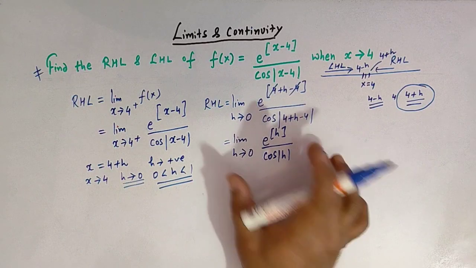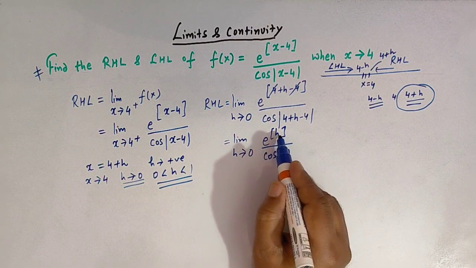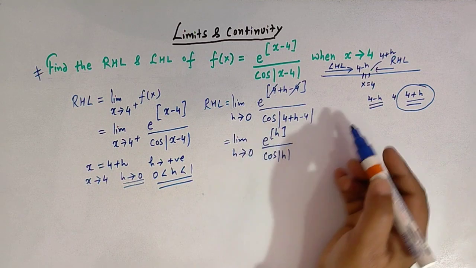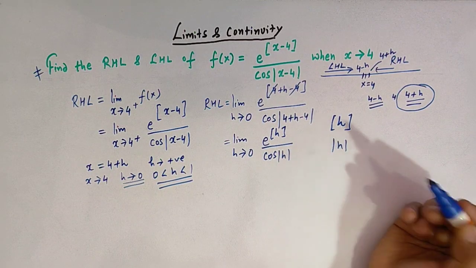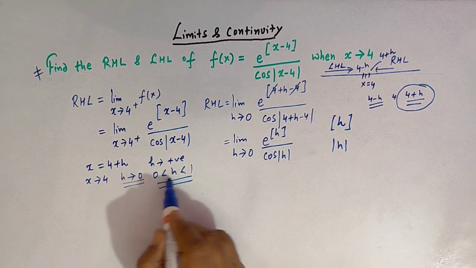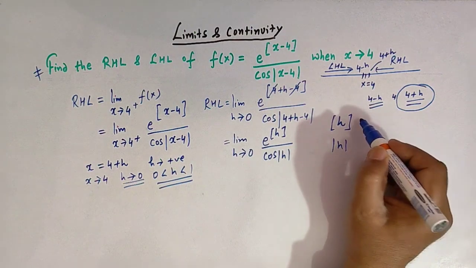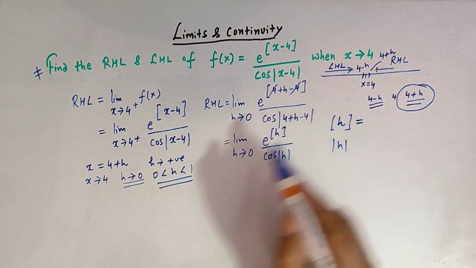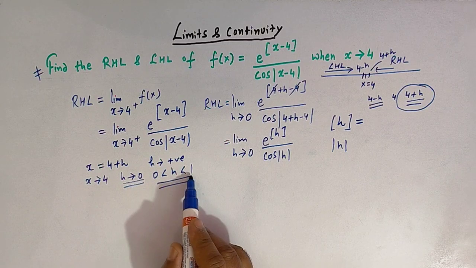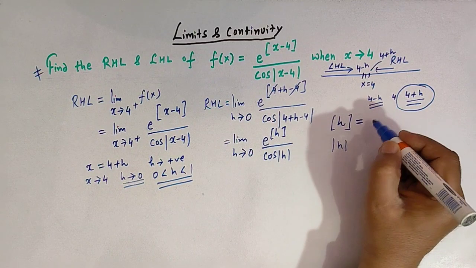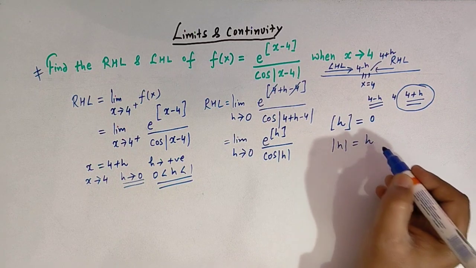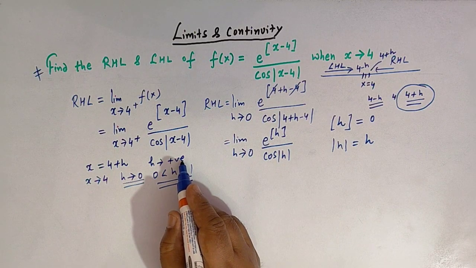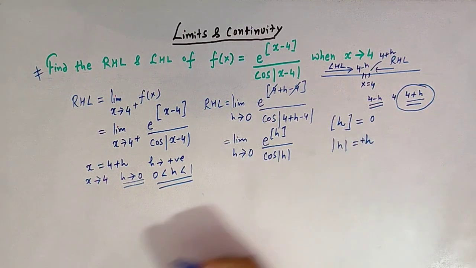Okay, now see here in this step we cannot directly substitute h is equal to 0, right? So here we have to take care of this greatest integer of h, right, and mod of h, right? So see h, it lies between 0 and 1. So from the definition of greatest integer function, if a number lies between 0 and 1, then its greatest integer should be equal to 0, right? And mod of h is simply h, because h is a positive quantity, right? So here we have positive h.